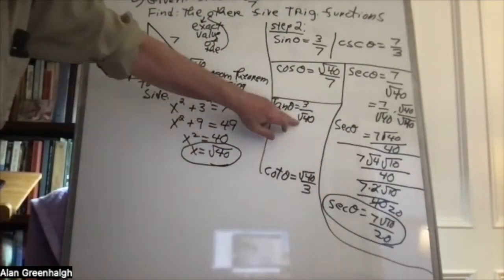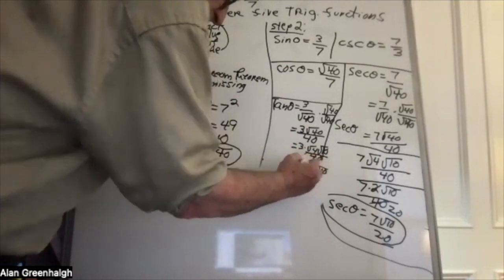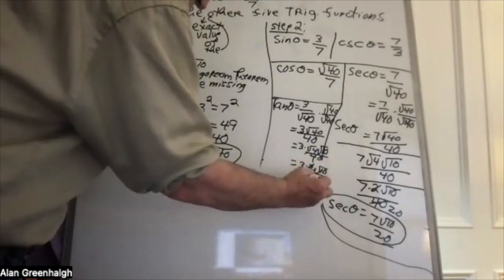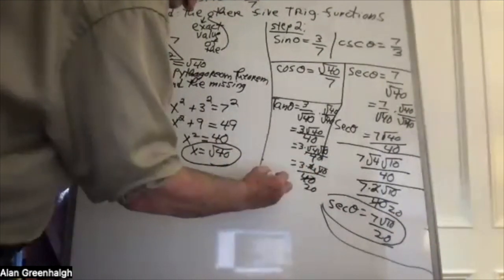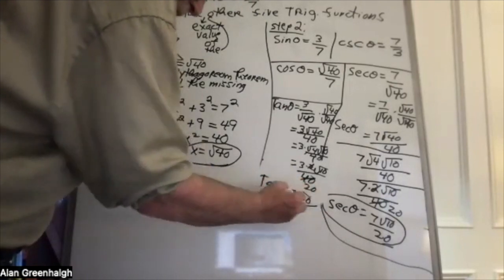But you really have to do this. This has to be done. 3 times 2 times the square root of 10 over 40. Cancel out the 2 with the 40. And the answer is that the tangent of theta is 3 times the square root of 10 over 20.